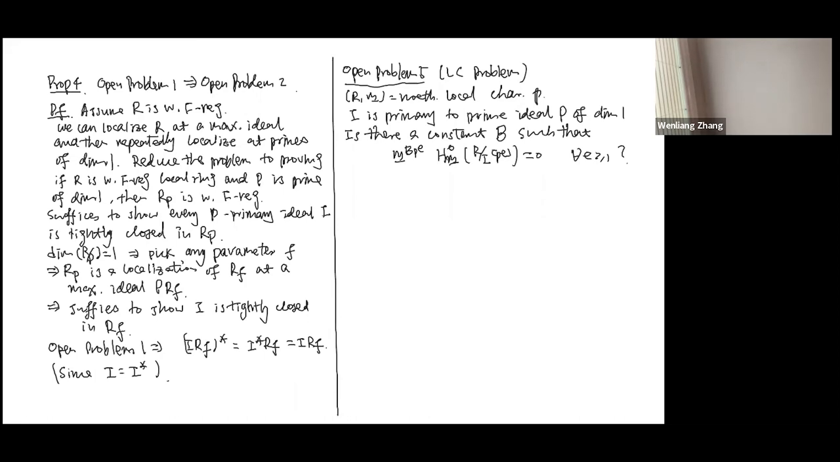Of course, in the literature, the problem is stated even more generally, without assumption on the height of P or whether I is primary or not. In general, you have a local ring and an ideal, and can you kill the zeroth local cohomology of R modulo the Frobenius power by a linear power of the maximal ideal? However, for our purposes, this special situation suffices, because in the proof of problem four, we've seen that only the dimension one prime ideal matters, and only those ideals primary to P actually matter.